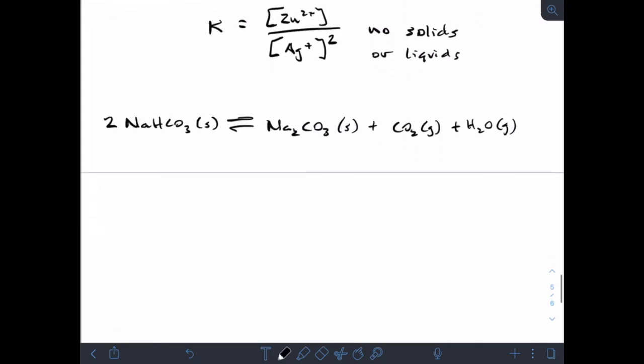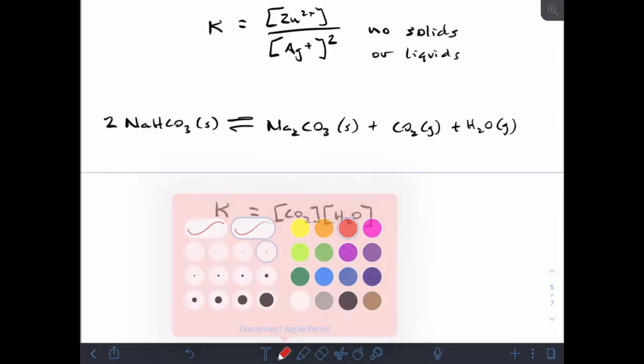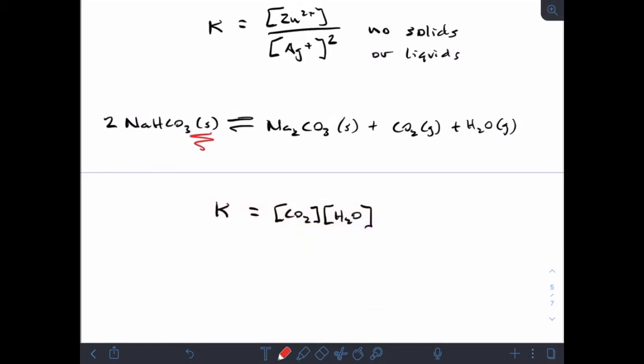For this one, our equilibrium constant expression will just be CO2 times H2O. Right? Noticing we have solid sodium bicarbonate and solid sodium carbonate, and then our CO2 and our water are just gases. Gases are fine, right? It's solids and liquids. If you see an S or an L, leave it out of your equilibrium constant expression.